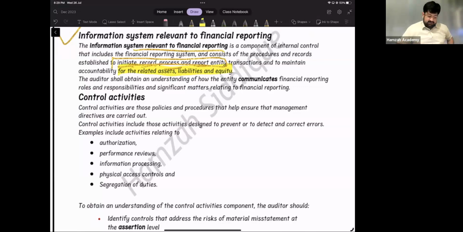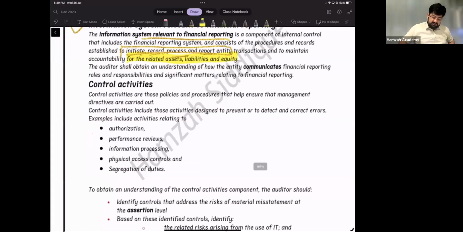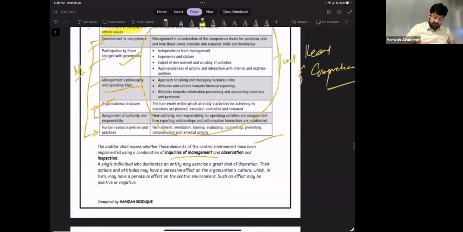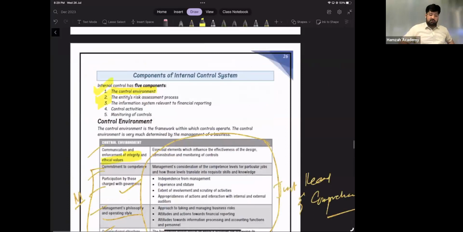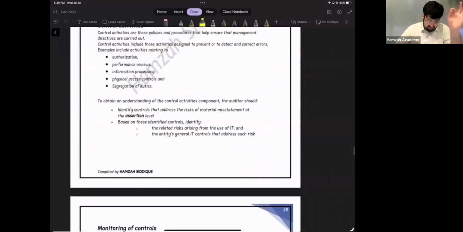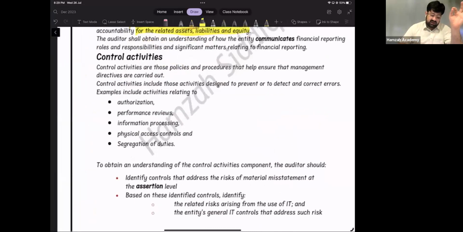Now, the next point is control activity. The first three components we have talked about: 1, 2, 3. Control activities are specific actions that help ensure management directives are carried out. There are specific activities designed to detect, prevent, and correct errors or frauds. Authorization: you get things authorized. You cannot process a transaction without proper authorization. You cannot do that.